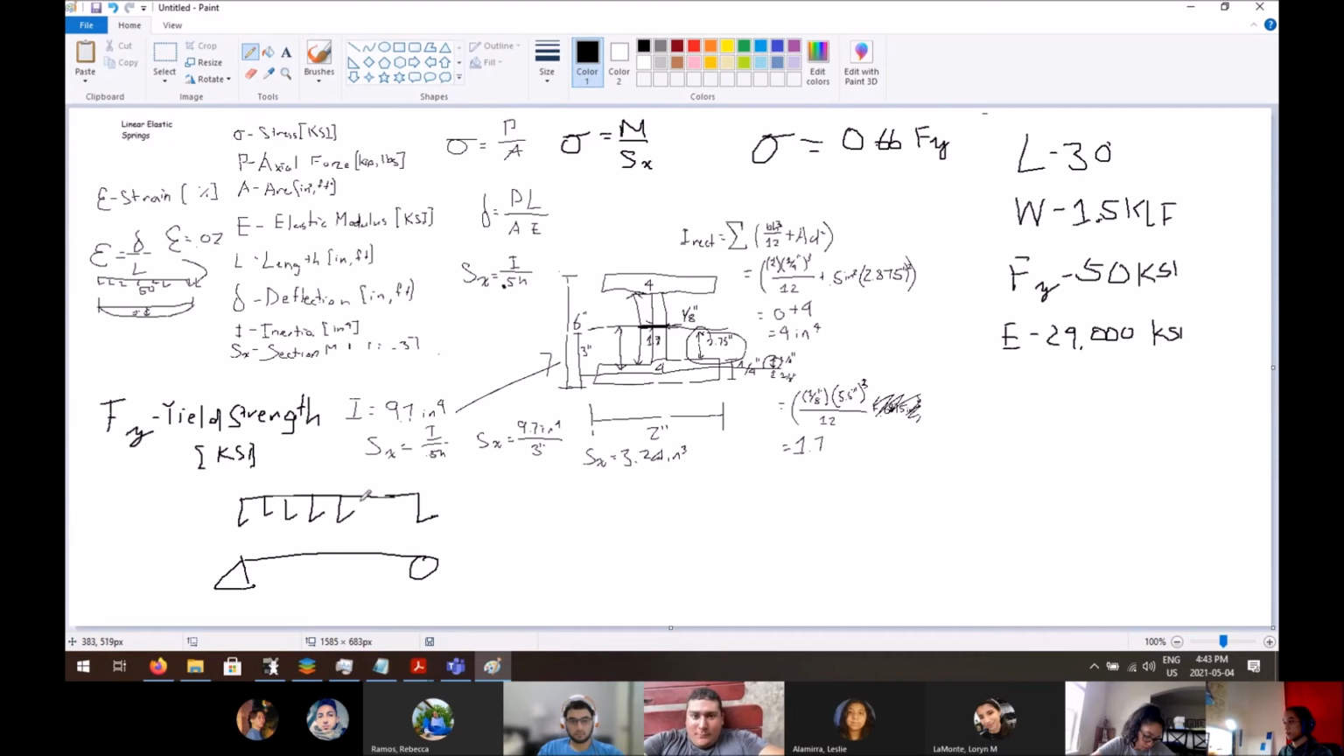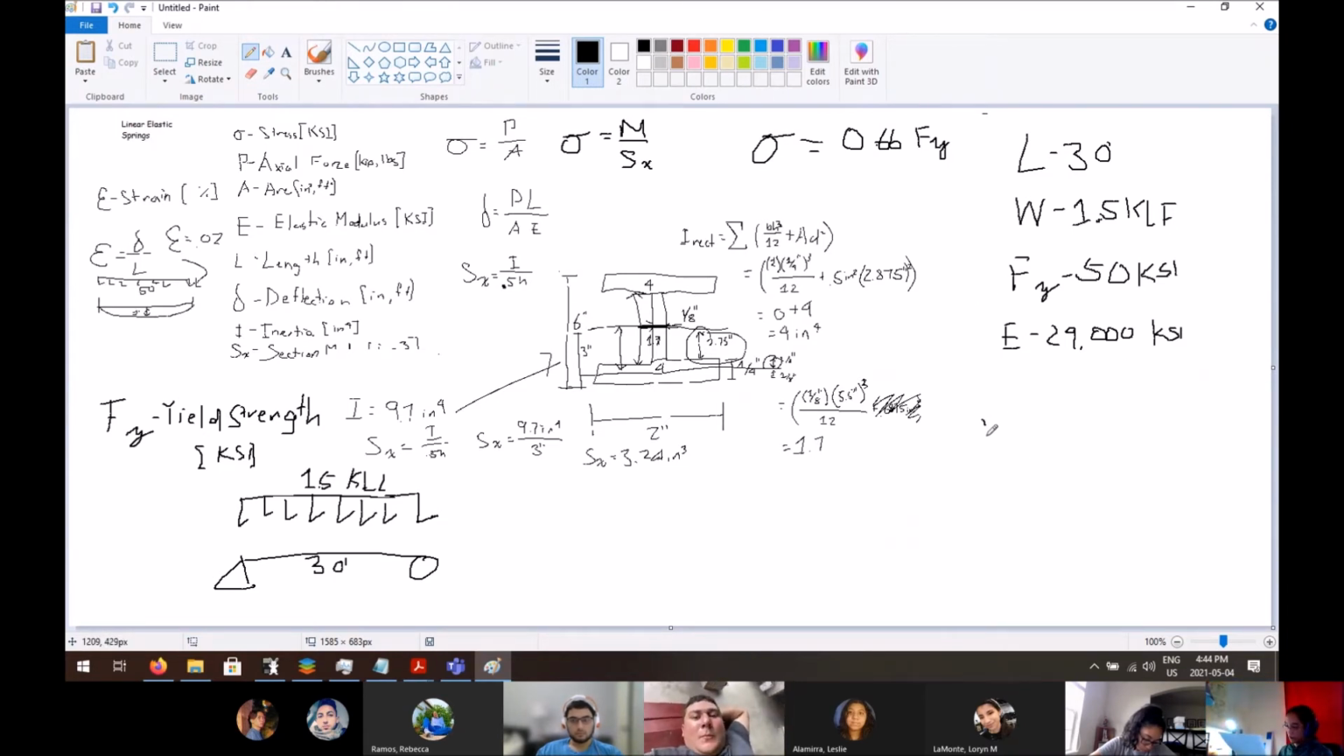So this is sort of a visual representation of what this is. This is 30 feet long, right? You have 1.5 KLF acting upon it. Now, what can we do with this? Well, we can determine the maximum moment right here using this handy formula that appears with the diagram, right?